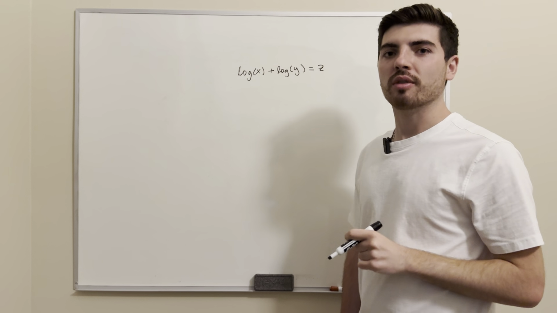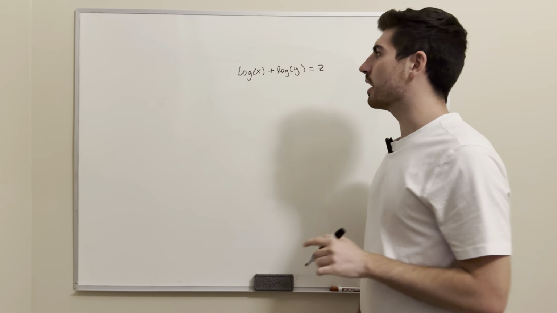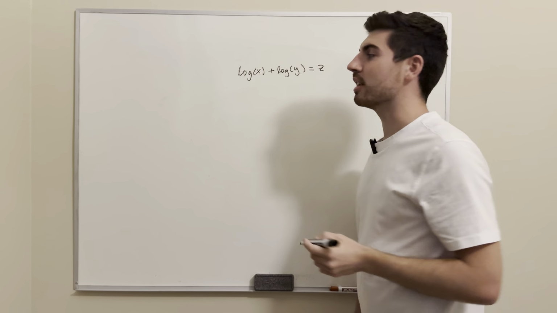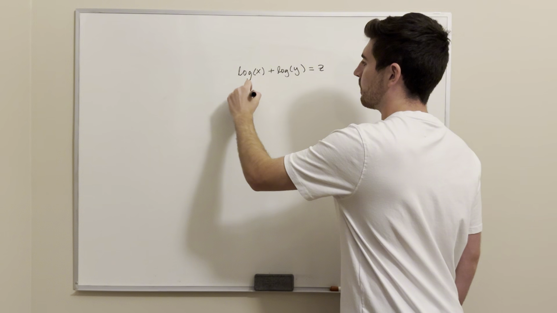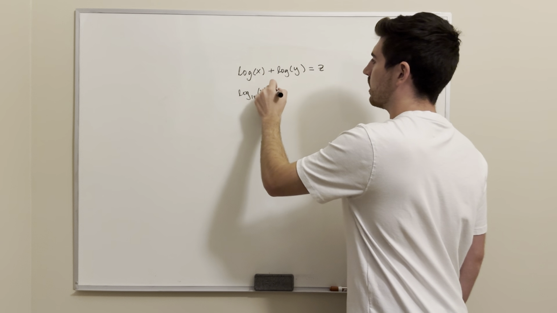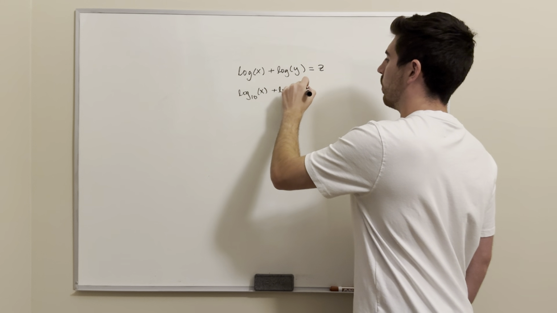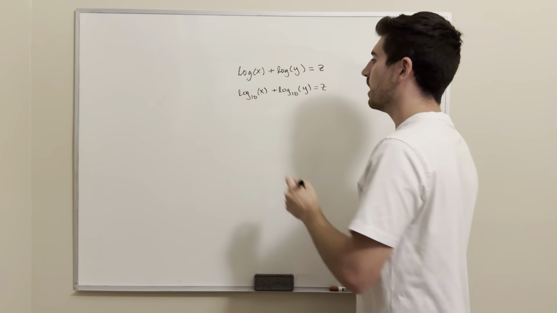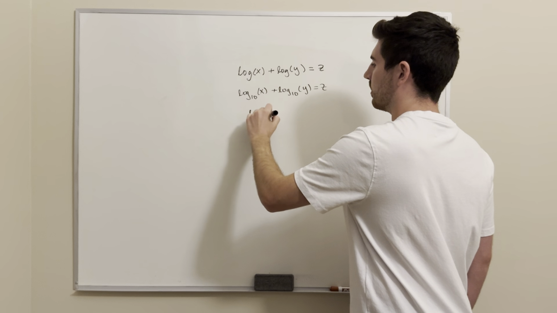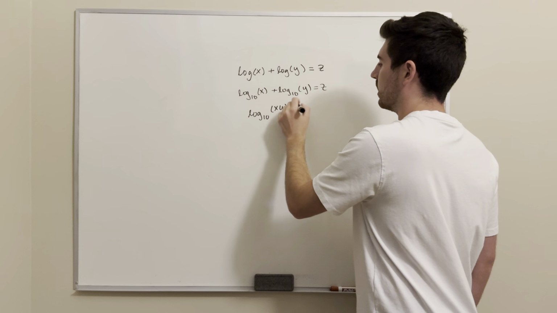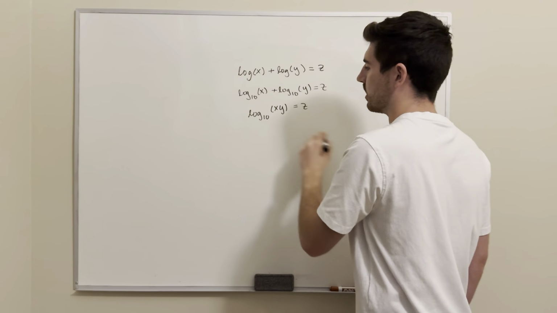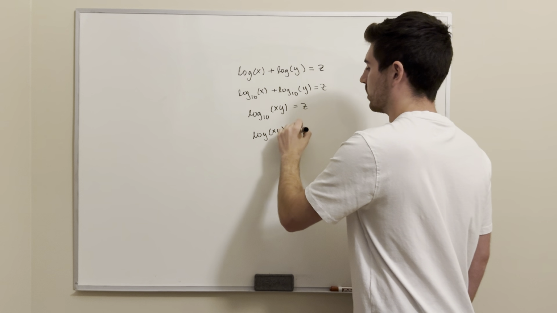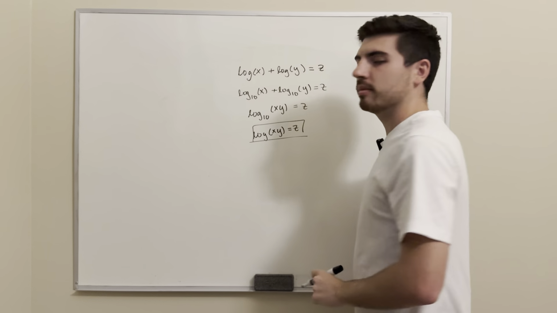Mathematicians write a lot when they're solving equations, so for shorthand, if there's no base written, it's implied that that base is a 10. So this is the same as log base 10 of x plus log base 10 of y equals z. And then we can just apply our multiplication rule and say that this is log base 10 of x times y equals z, or in the mathematician's shorthand, log of xy equals z. And that's it.